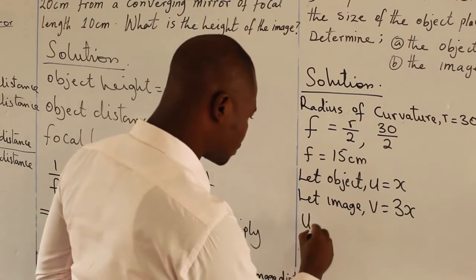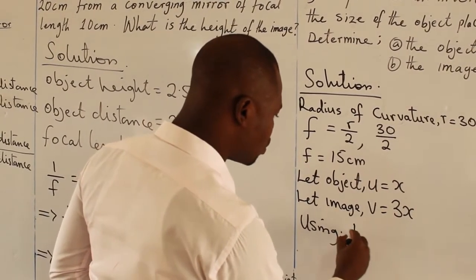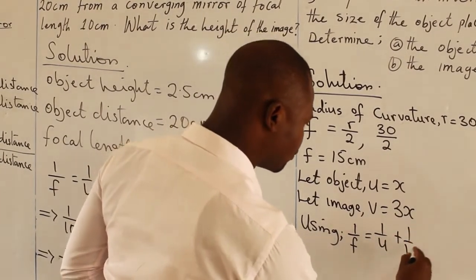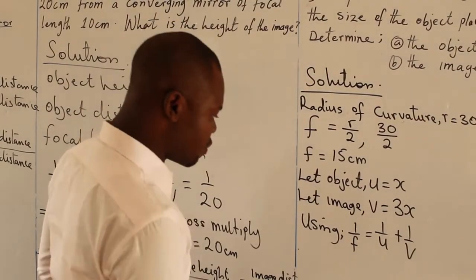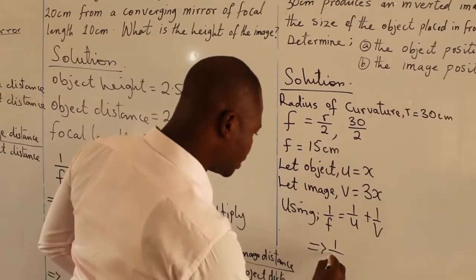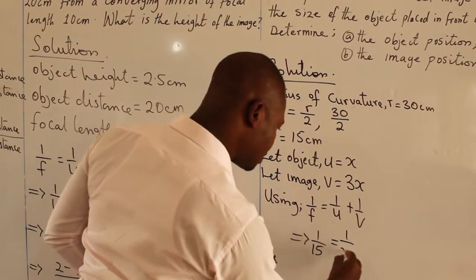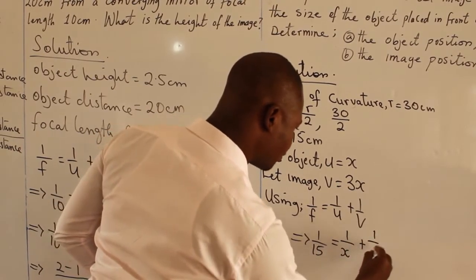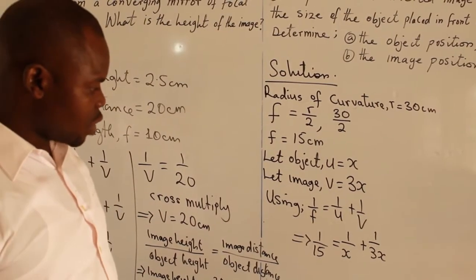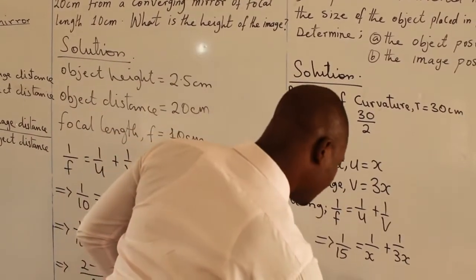Using 1 over F equals 1 over U plus 1 over V. Let's substitute what we have. 1 over F, where our F is already 15, equals 1 over U. Our U is X, then plus 1 over 3x. So 1 over 15 equals 1 over X plus 1 over 3x. From here, you can find the LCM.